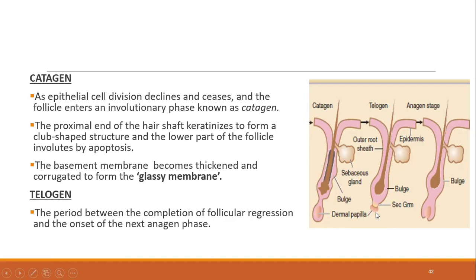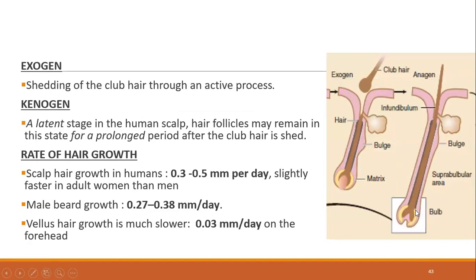Then telogen, the period between the completion of the follicular regression and onset of the next anagen phase, is the telogen phase. There is another phase known as the exogen phase. This is a phase in which there is shedding of club-shaped hairs and is an active process. The kenogen phase is the late stage in human scalp. Hair follicles may remain in this stage for a prolonged period of time after the club-shaped hairs are lost.